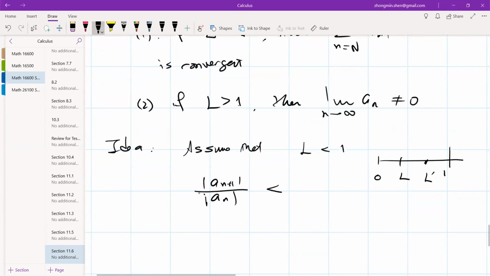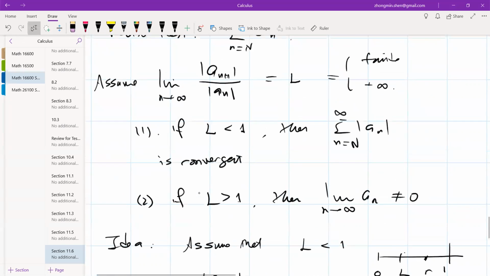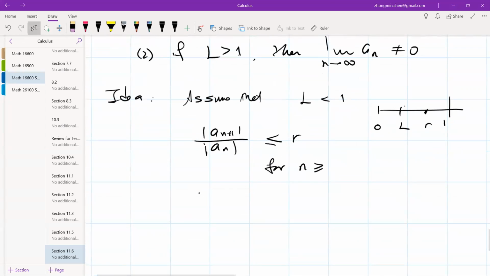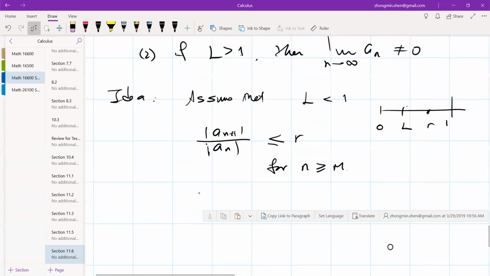Because a_{n+1} over a_n is converging to L, for sufficiently large n, this is going to be less than or equal to L prime, or R. I'm going to use R here because people prefer R. So this is R, for n greater than or equal to some sufficiently large number, capital M. Our series also starts from capital N, so I'm going to use capital letters.